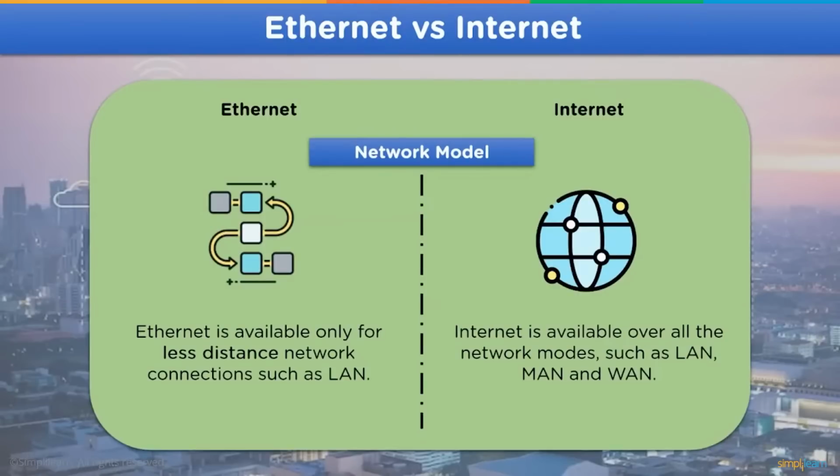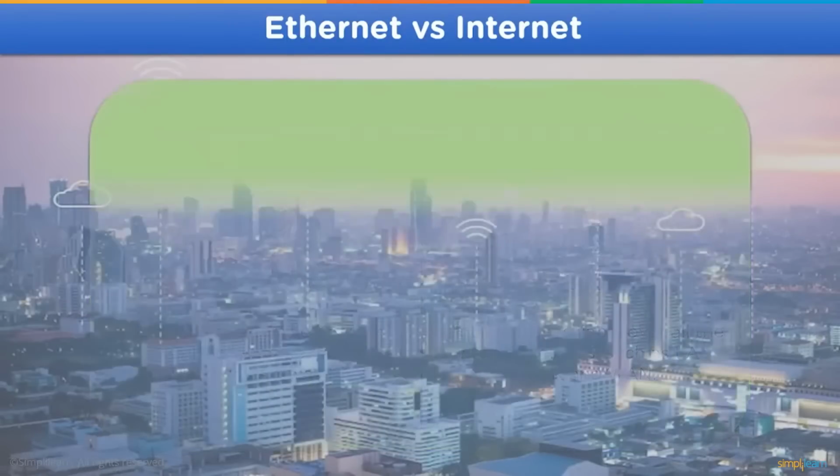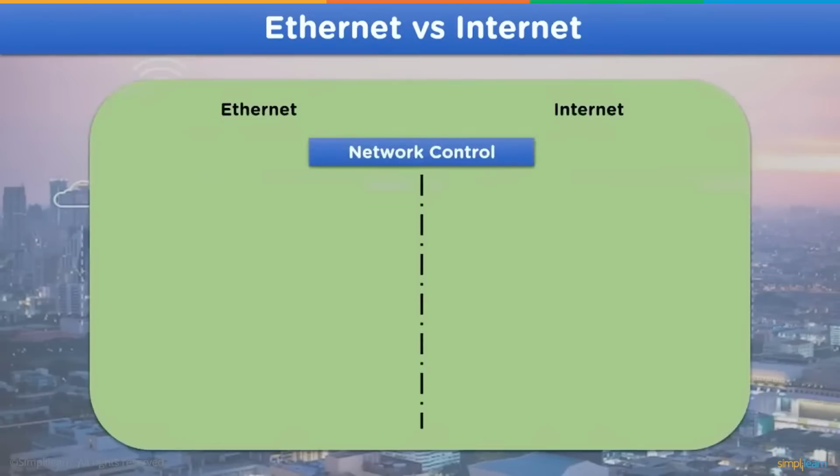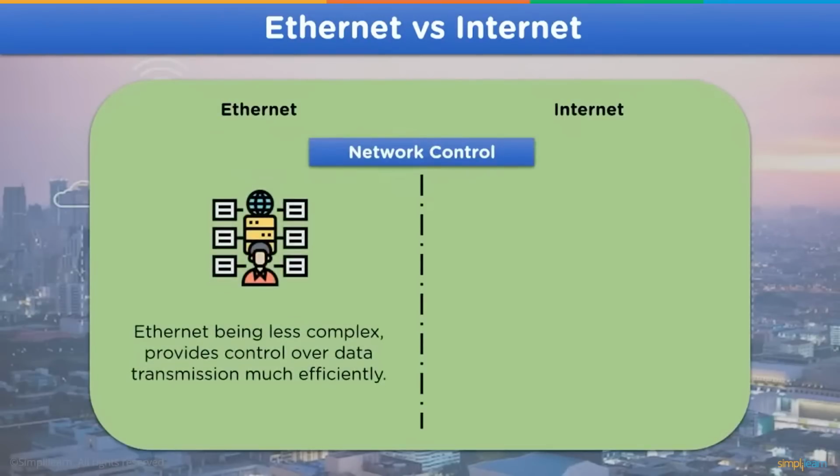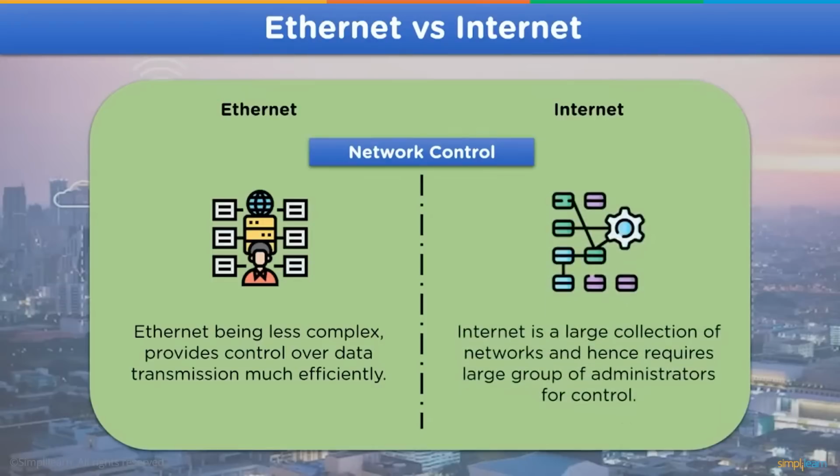Let's move on to the next difference, that is network control. For Ethernet, the complexity of the connection medium is low due to the lesser distance it covers, and it also provides much more efficient transmission of data over the communication channel. Whereas the Internet is a large collection of networks and hence requires a large group of administrators for control.